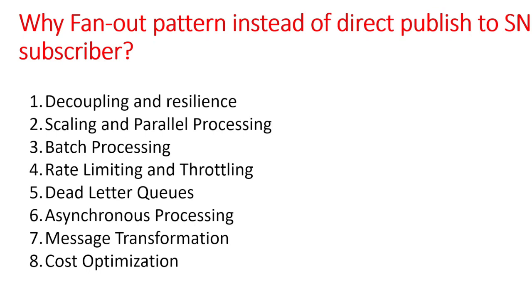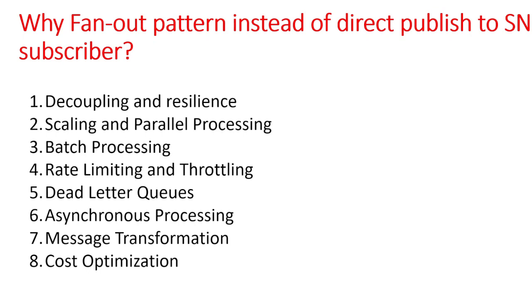The third reason is the batch processing. SQS supports batch operations, allowing Lambda functions to process multiple messages in a single invocation. You can play around with that setting in the AWS console where you can set the batch size. I think by default it is 10, but you can play around with it. This reduces the operational overhead and cost associated with invoking the Lambda functions for each message, which would be the case with SNS.